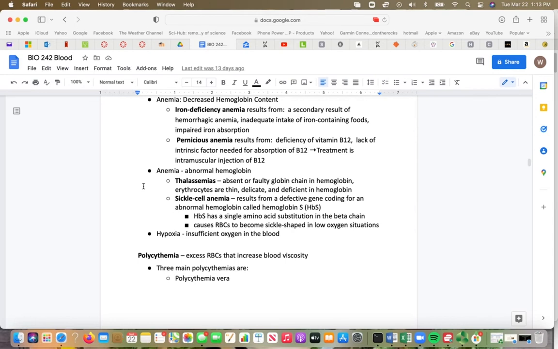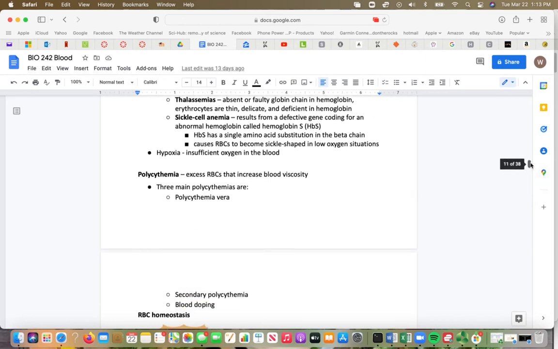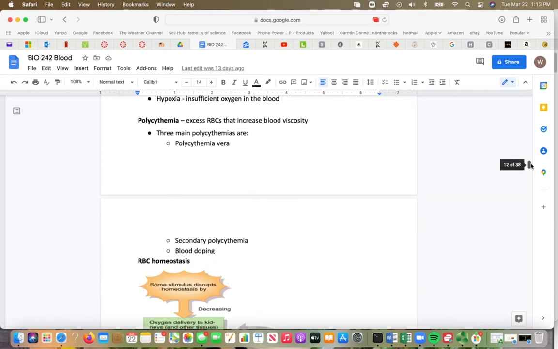With polycythemia, this is having an excess of red blood cells. And that's not a good thing either because that's going to increase the blood viscosity. You want to have just the right amount. So the three main types of polycythemias are polycythemia vera, secondary polycythemia, and then the result of blood doping. So polycythemia vera, you're making too many of them. Secondary, there's something else that's caused it. Blood doping, you put them in there.